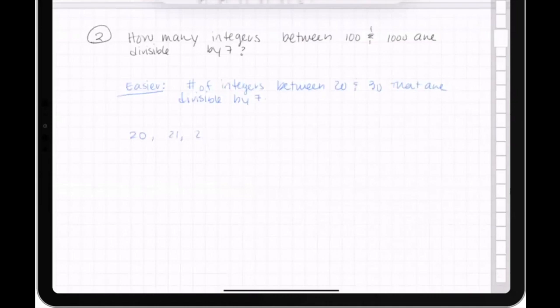If you notice, all I'm doing right now is listing off integers. Starting at 20, I mean, my 5-year-old could list off these integers, right? We all can. So 20 to 30. And already I know 21 is a multiple of 7, and I know 28 is a multiple of 7. So visually right here, how many integers between 20 and 30 are divisible by 7? We see it right in front of us. It's 1, 2.